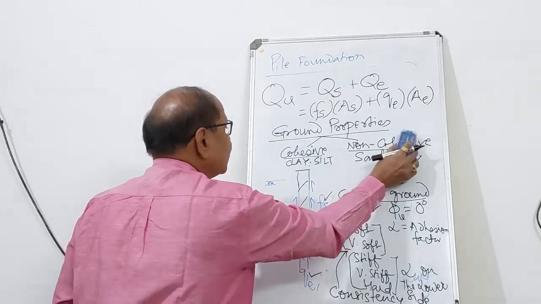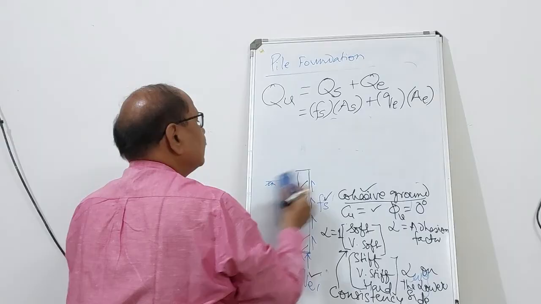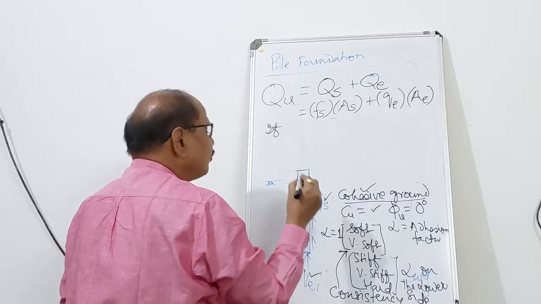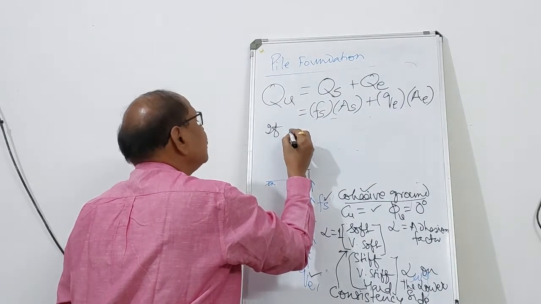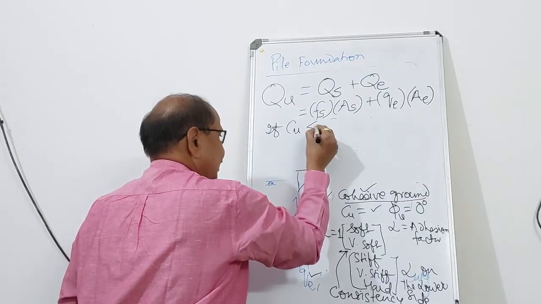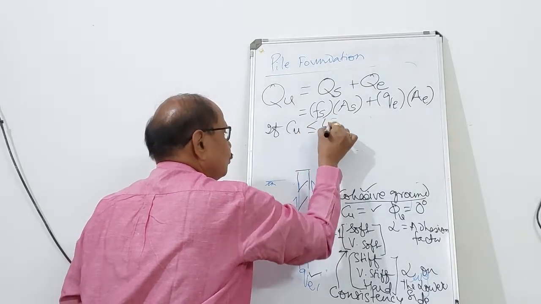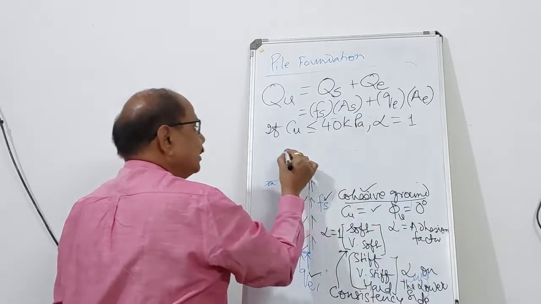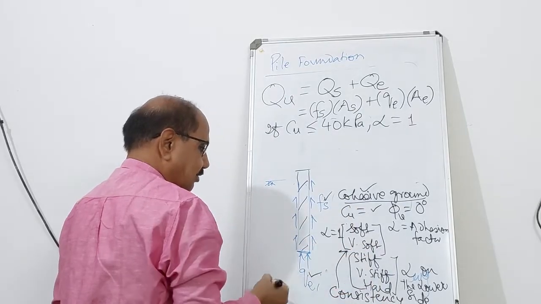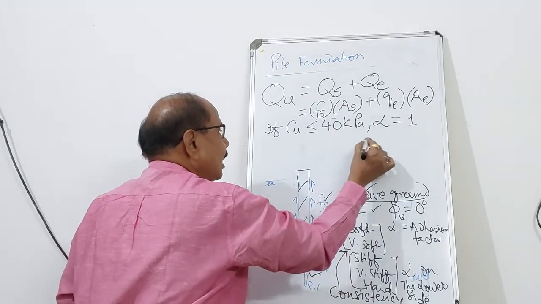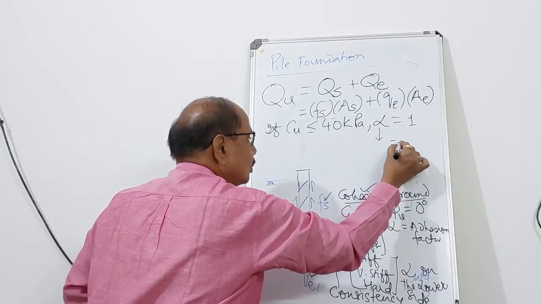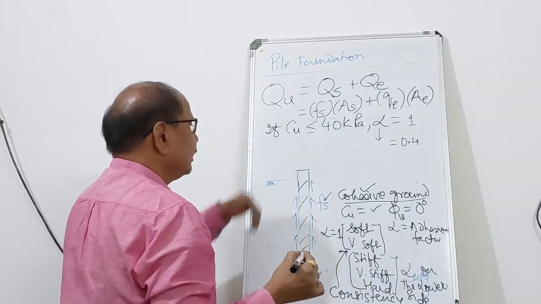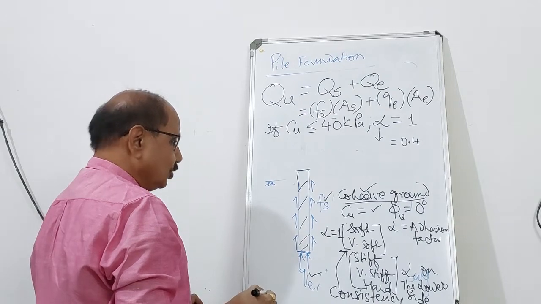And if you see IS code, it is given that if the ground is soft or very soft, the value of alpha is 1. If Cu is less than or equal to 40 kilopascal, alpha value is 1, and if the ground is stiffer or harder, then the alpha value goes down and becomes around 0.4. So it considerably decreases depending upon the ground condition.